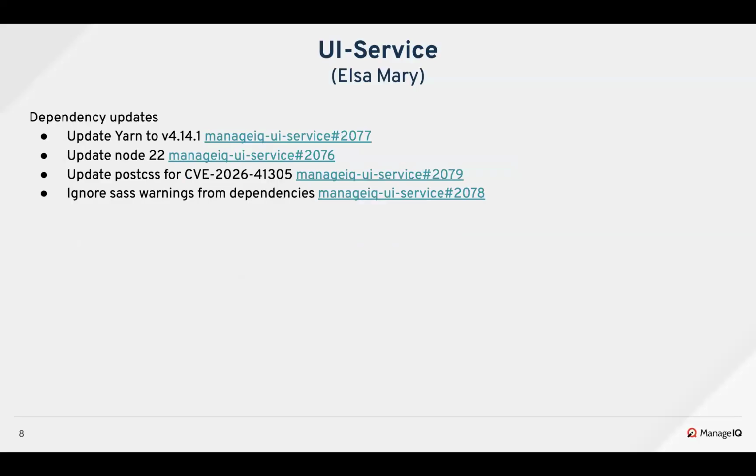For UI servers, several dependencies were updated like Yarn, Node, and PostCSS. Also, a PR was made to ignore SAS warnings from dependencies. Next slide.